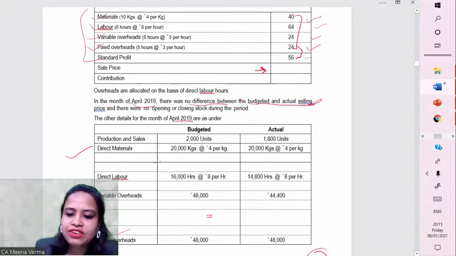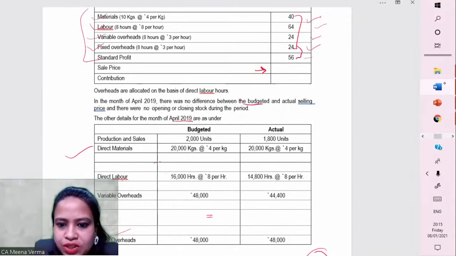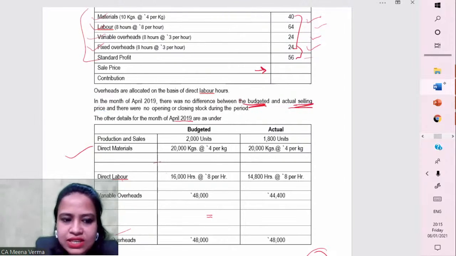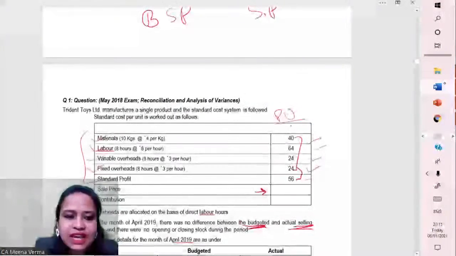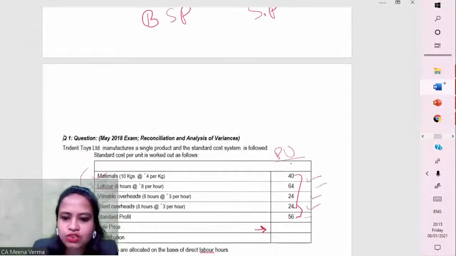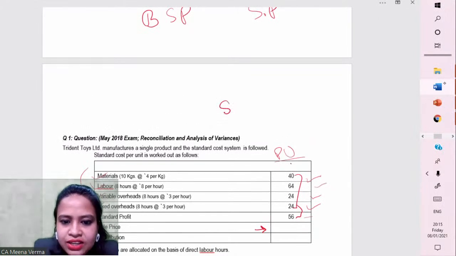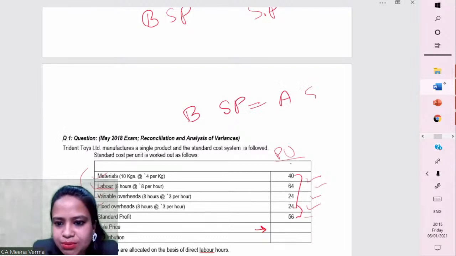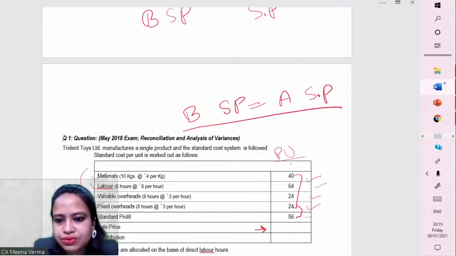See, we have an information here. There is no difference between the budgeted selling price and actual selling price. So it means that I try to find out the value of budgeted selling price and actual selling price, but it is given here in the question that the budgeted selling price is equal to actual selling price.